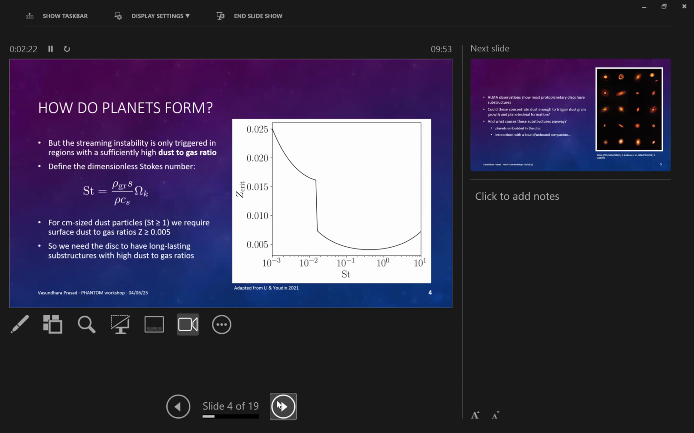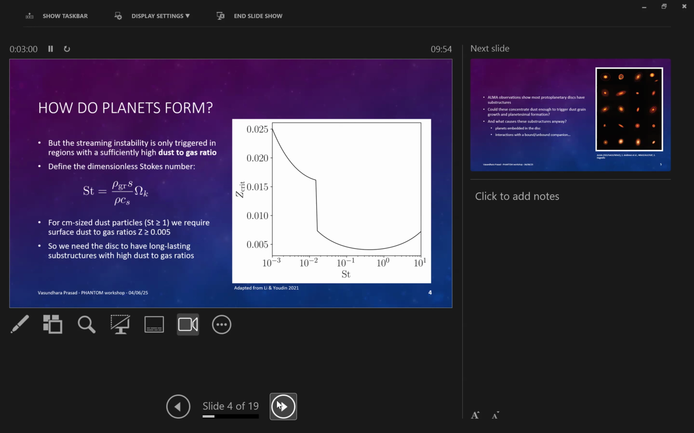But we only actually trigger the streaming instability locally in regions with a sufficiently high dust to gas ratio. So if we define the dimensionless Stokes number as the ratio between the stopping time, which is that first factor, so that's the ratio between the dust grain density multiplied by the dust grain size s divided by properties of the gas, its density and sound speed, and the ratio of that to the local orbital timescale. And that gives us the dimensionless Stokes number. So basically, it's a function of dust grain size and the dust's position in a particular disk.